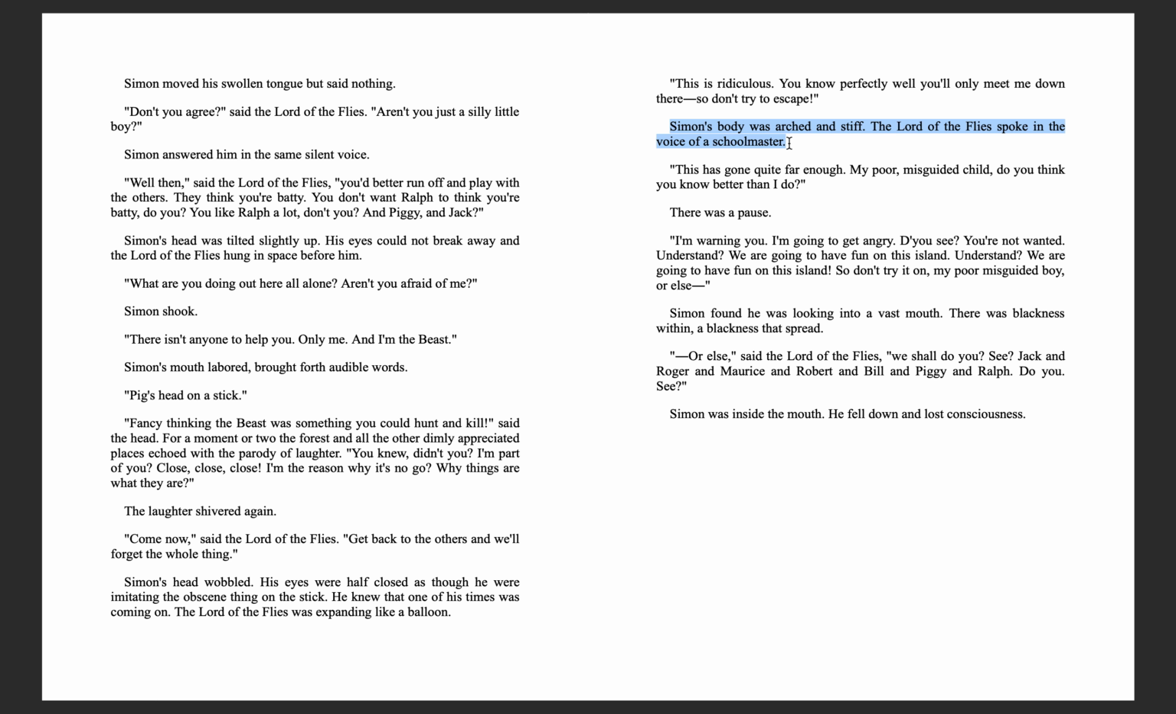"Simon's body was arched and stiff. The Lord of the Flies spoke in the voice of a schoolmaster."